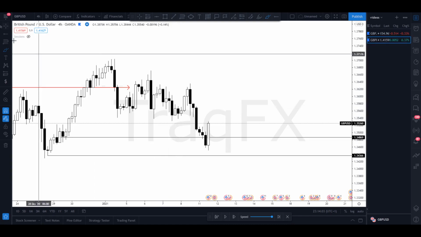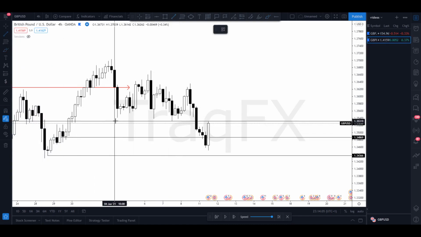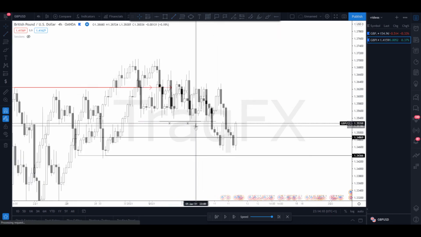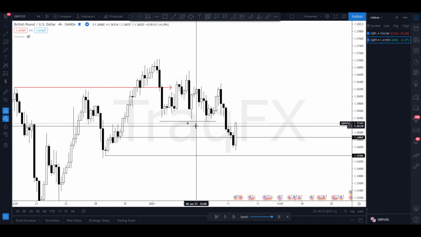So price comes in. Now what did price do? It generated liquidity before it came into our area of interest. Now, remember what I said, if there's liquidity below your point of interest, it becomes much higher in probability, and it's just better in general.